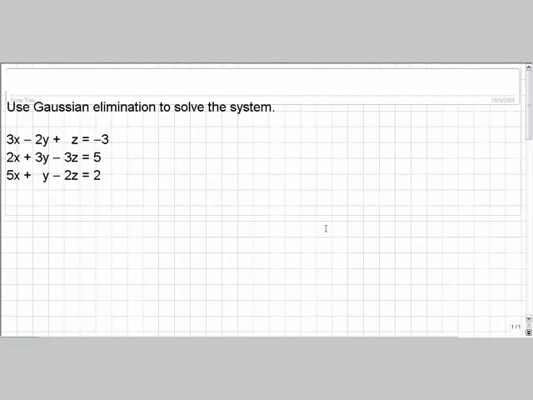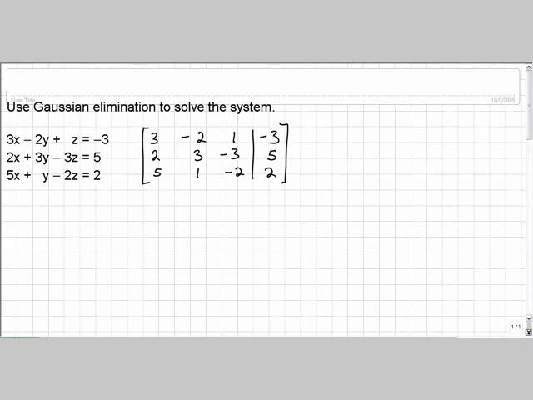Use Gaussian elimination to solve the system. First, we're going to start by writing the augmented matrix for the system, which is the matrix of coefficients: 3, -2, 1, -3; 2, 3, -3, 5; and 5, 1, -2, 2.